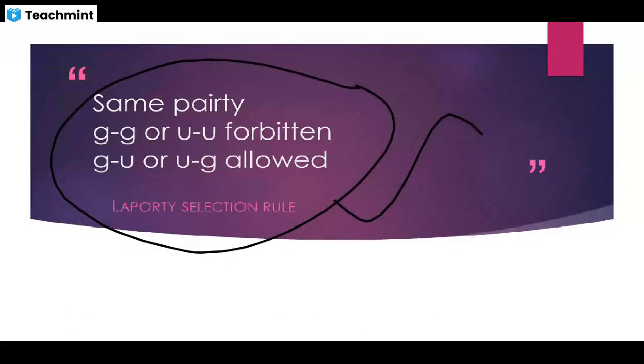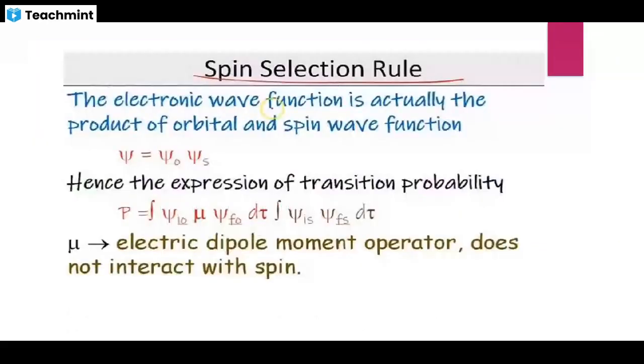Okay, spin selection rule. In the spin, there is a difference. The spin is not in the dipole moment operator. The dipole moment operator does not interact with the spin. So for spin, you need the ground state and excited state symmetry only. You don't need the light's symmetry.